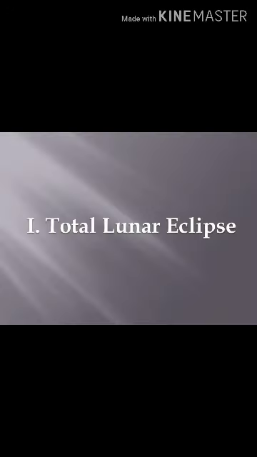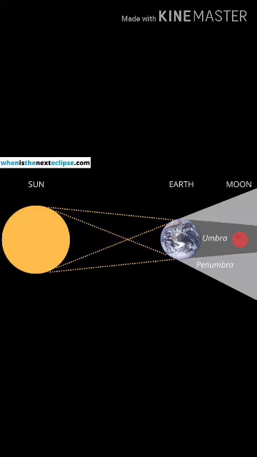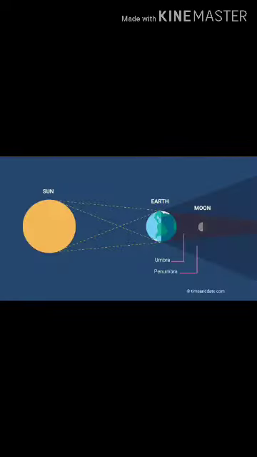Total lunar eclipse. Total lunar eclipse covers the moon entirely. Some refracted sunlight passes through the earth's atmosphere, giving the moon a reddish color. And second is partial lunar eclipse. In this, when a part of the moon enters the earth's shadow, you can see it in the picture.